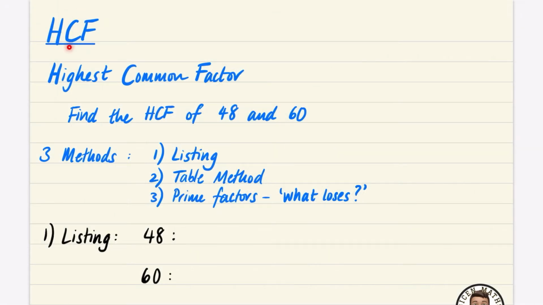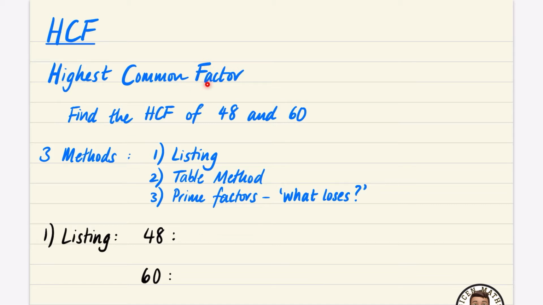We're going to look at something called the HCF, which stands for the highest common factor. You find the highest common factor usually of a pair of numbers, but sometimes it can be 3 numbers or maybe even more numbers. Really, you just have to remember what each of these words mean.